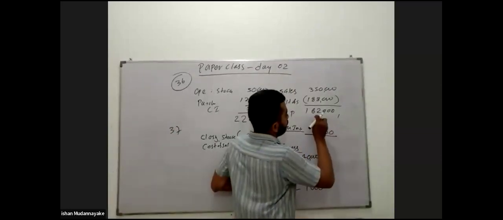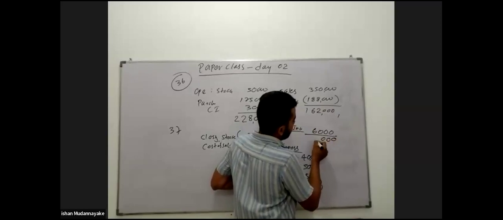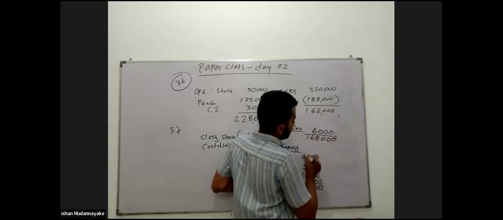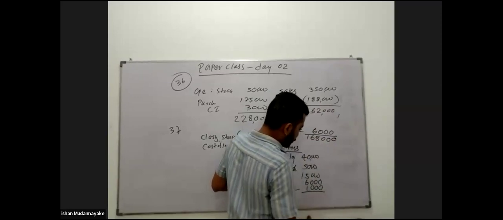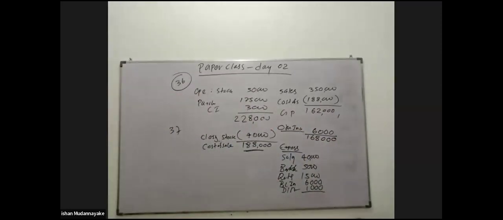Now, 162,000 plus 6,000, how much? 168,000. 168,000 minus total expenses. Now, total expenses, how much? Total expenses, 61,000. How much? 31,000.